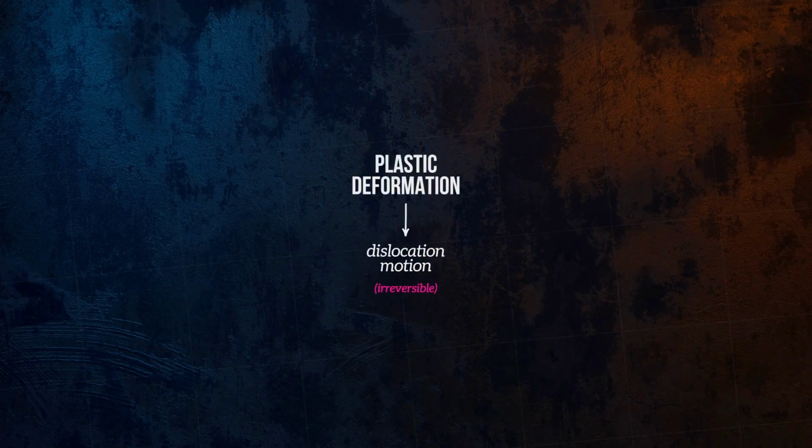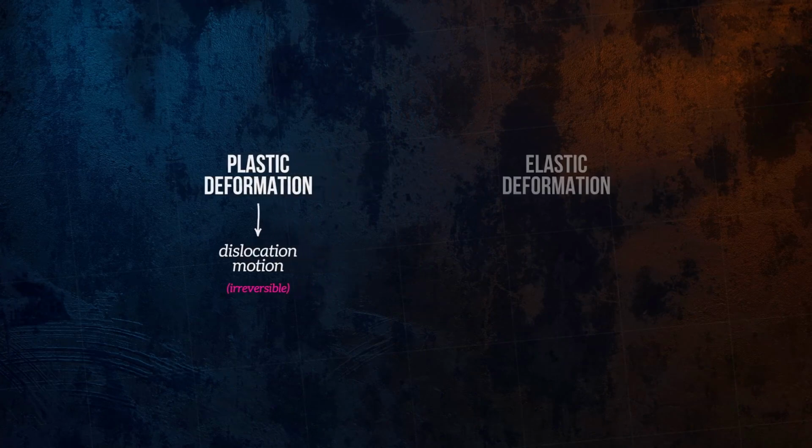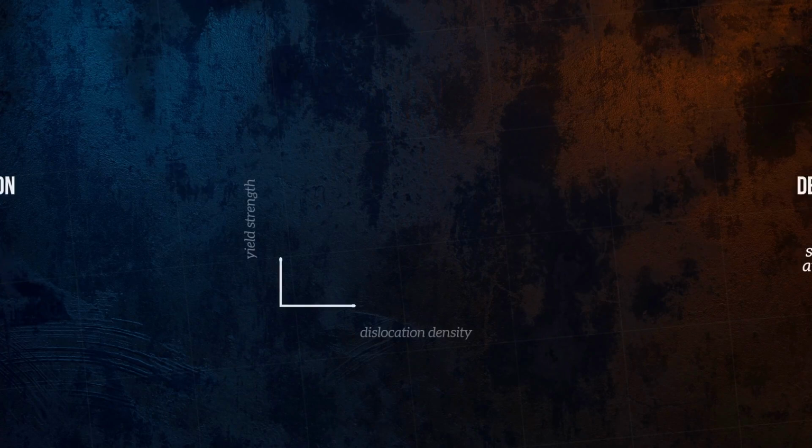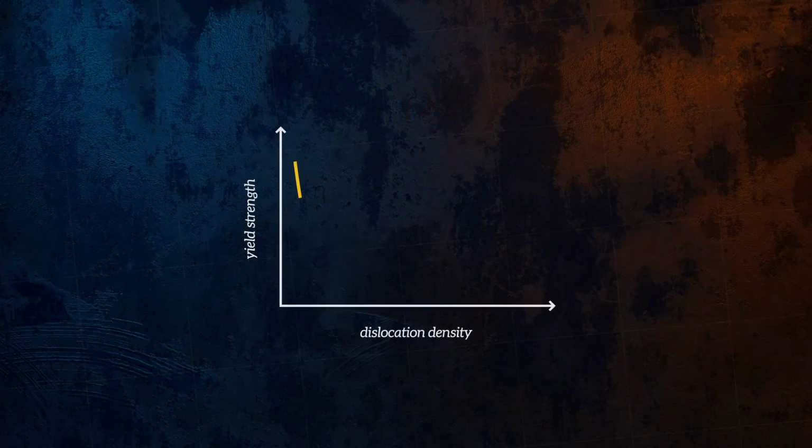It's essentially the motion of a large number of dislocations at the atomic level. Elastic deformation is caused by the stretching of atomic bonds. Unlike the motion of dislocations, this stretching is completely reversed when the load is removed. This graph shows how a material's yield strength changes with dislocation density.